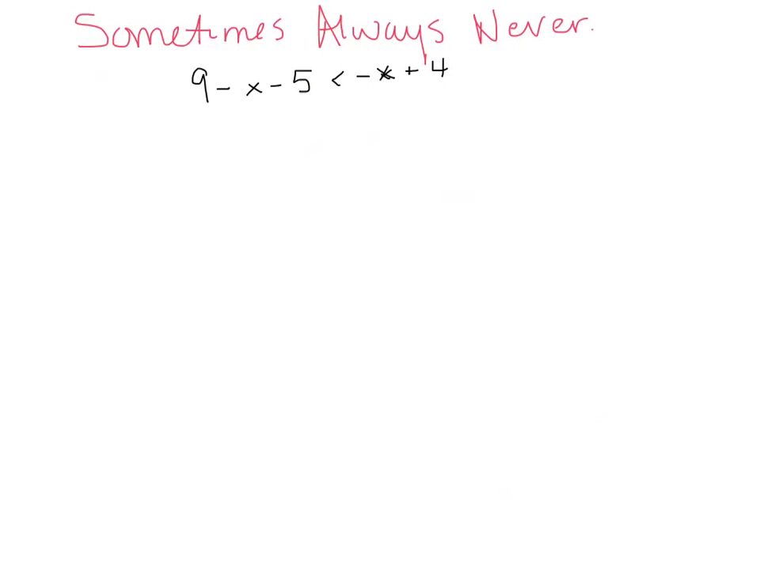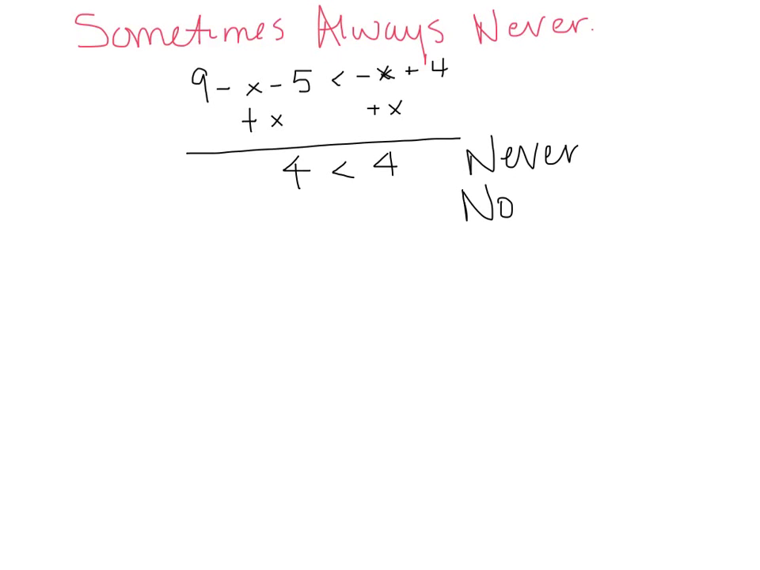Okay, just like with equalities or equations that we were solving, we can do the sometimes, always, never game with inequalities as well. So try it with this one, see what you get. Alright, when I try to solve this inequality, my x's cancel and I'm left with 4 is less than 4. That is never true. Okay, so the answer to this inequality would be no solution. It's as easy as that, because that was a false statement.